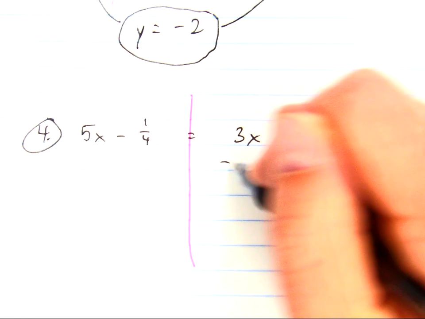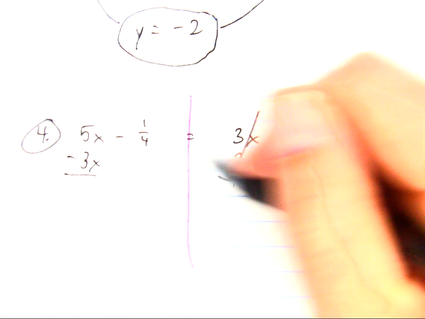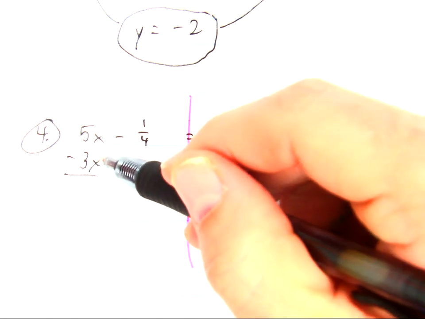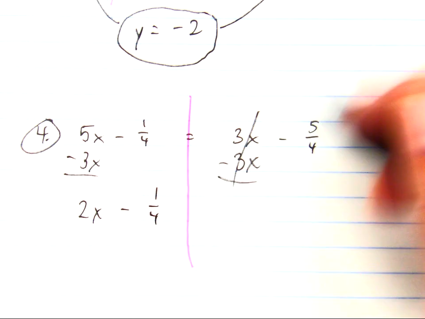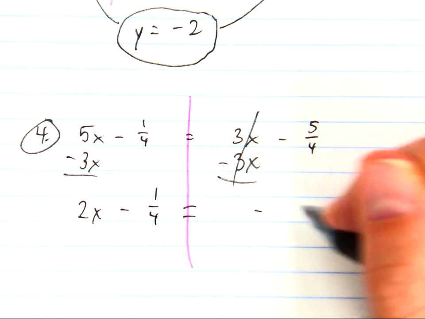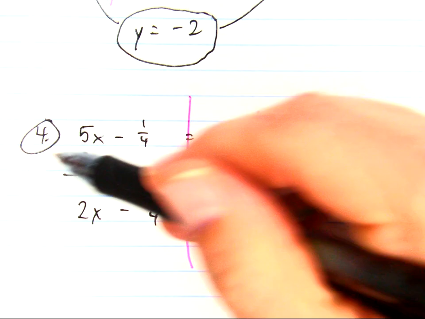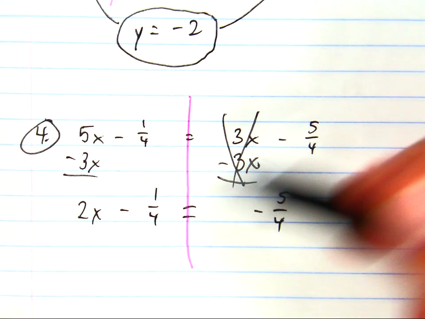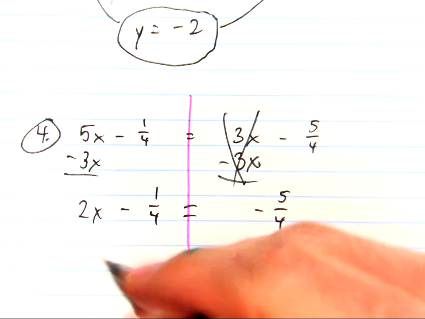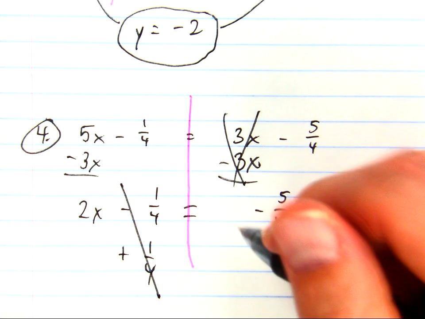So I'm going to take the 3x, goodbye. Now it's over here. I balanced it. What it's done here must be done here. 2x equals -5/4. My x's went left. That means my constant of -1/4 must go right, but it's not going to be -1/4. It's going to be add 1/4. That'll cancel it. Add 1/4.